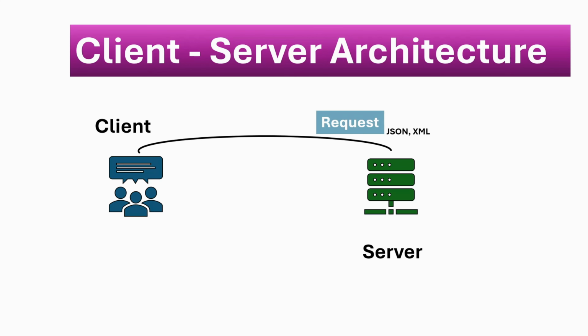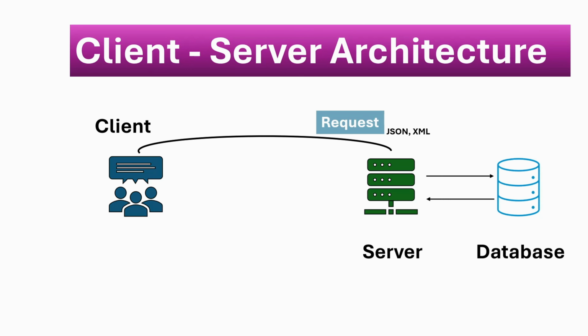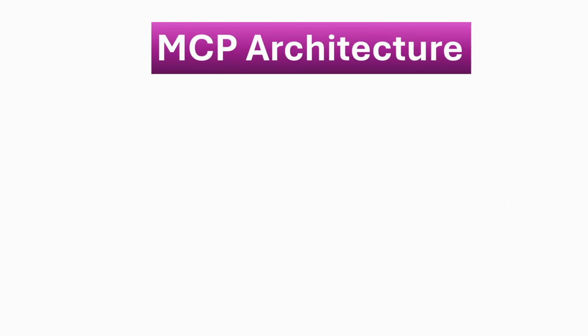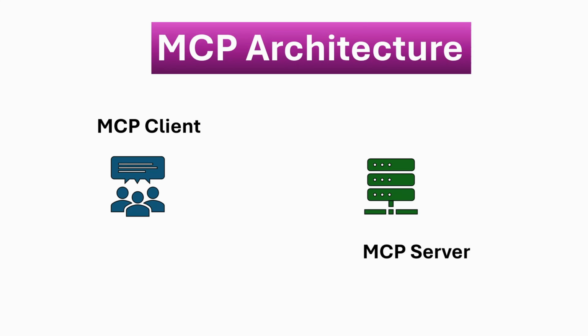The client generally sends out a request in the format of JSON or XML, and the server pulls the data from the database and formulates the response again in JSON or XML, which is the most used format in client-server architecture. The client and server speak with each other through a protocol called HTTP or HTTPS, Hypertext Transfer Protocol or Hypertext Transfer Protocol Secure.